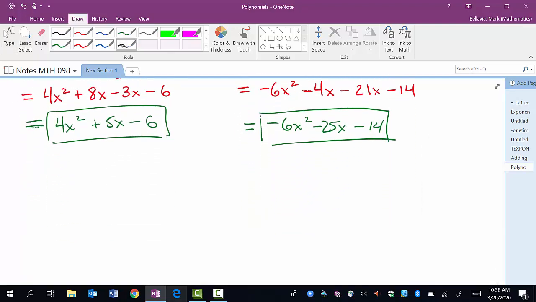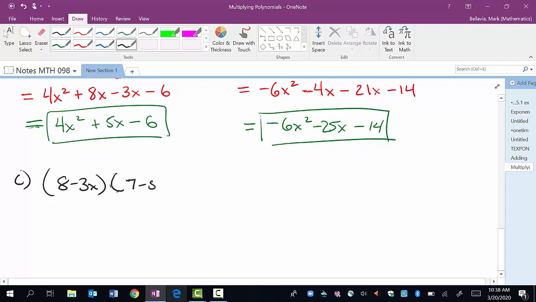Take a look at a few more. If I was to write this one here, we have 8 minus 3x times 7 minus 5x. Again, we have a binomial times a binomial, so we FOIL. 8 times 7 for my first gives me 56.